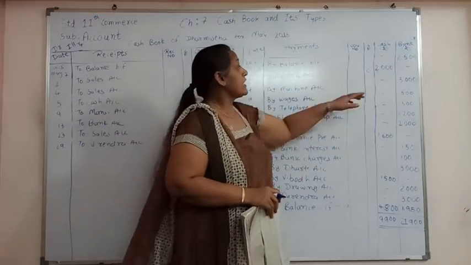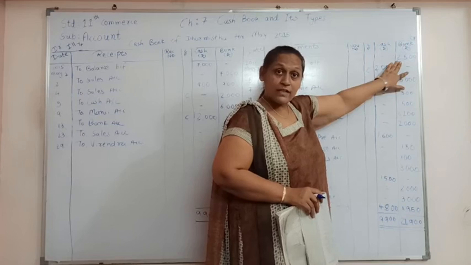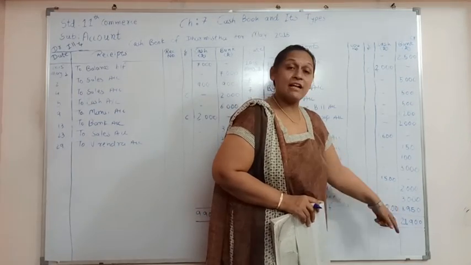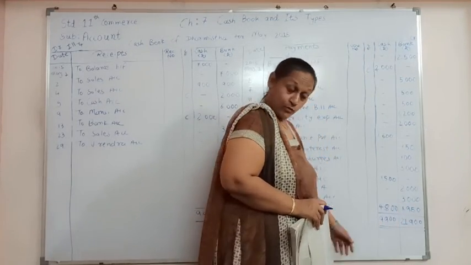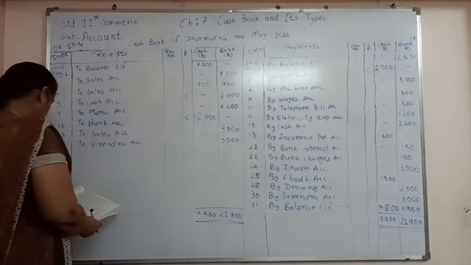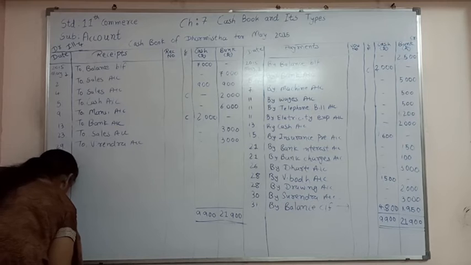At the beginning of the month, we had the bank overdraft. At the end of the month, we have a balance in the bank account. So these two amounts we are going to carry forward on the debit side of the cash book on the 1st of June. So that will be June 1st, 2015.